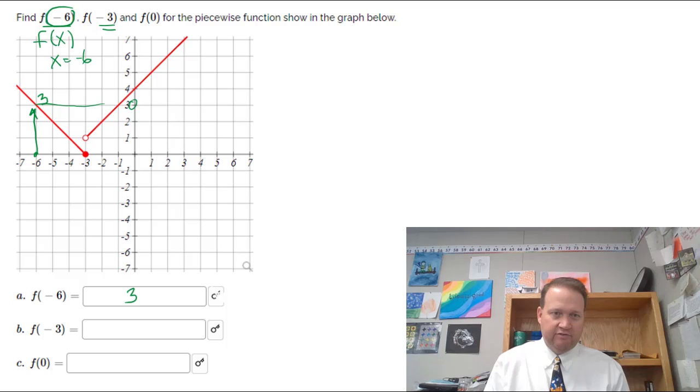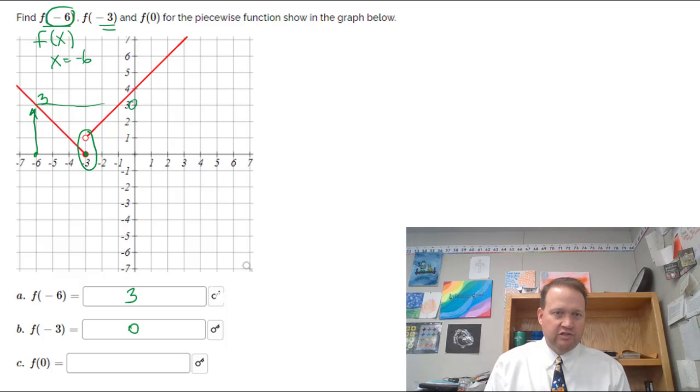The value of f of negative 3, well, we go to negative 3. They're asking you this because they want you to know, which rule do we apply? Well, we apply the one with the solid dot, not the hollow circle. And in this case, the value of negative 3 is 0, because it's actually on the y equals 0. It's not even up. So the value of f of negative 3 is 0.